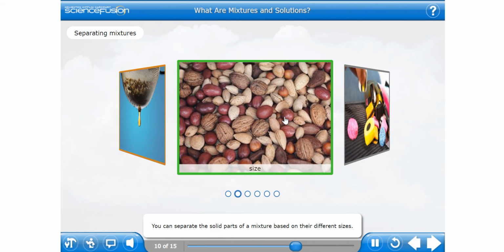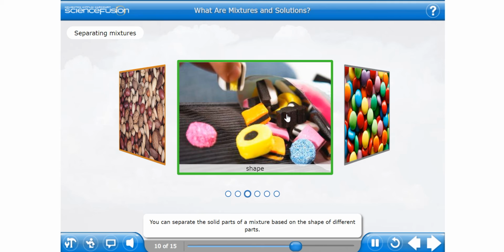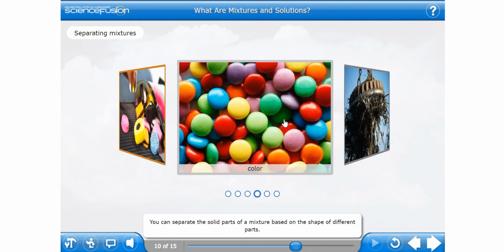You can separate the solid parts of a mixture based on their different sizes. You can separate the solid parts of a mixture based on the shape of different parts. The color of the solid parts of a mixture can also be used to separate the different parts.